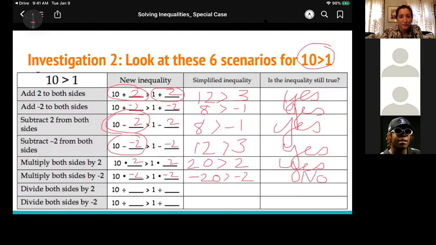All right. You guys do the last 2. I'm going to go check on the last breakout group. Divide both sides by 2. Okay, so you guys are 5, and then 1 minus.